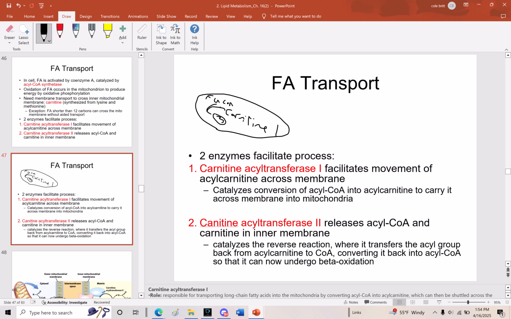I'll tell you that the other one is going to be in this membrane. So you see CAT1 here. CAT2, carnitine acyltransferase 2, will be in the inner membrane. So CAT1 is right here in the first membrane, and CAT2 is in this middle membrane. We're going to bring in the fatty acid and add a CoA back to it. And now we have fatty acid CoA in the middle of the mitochondria. That's where we want it in order to do beta oxidation.